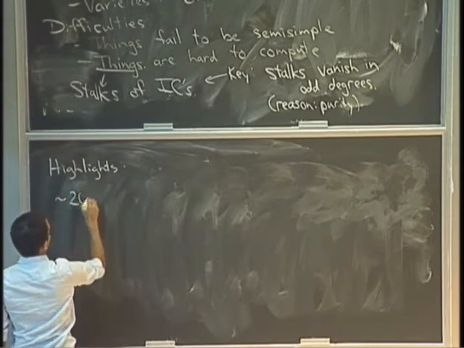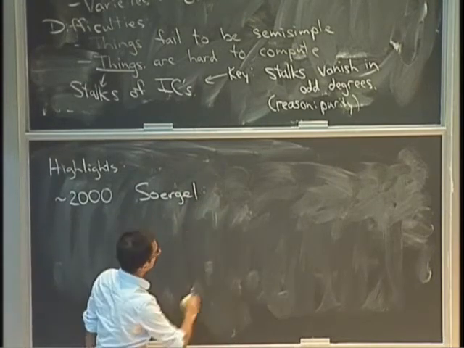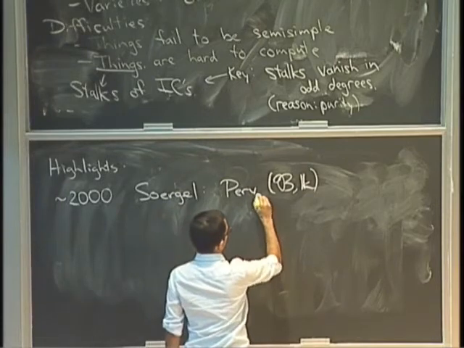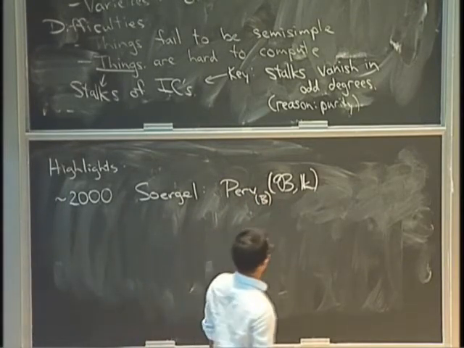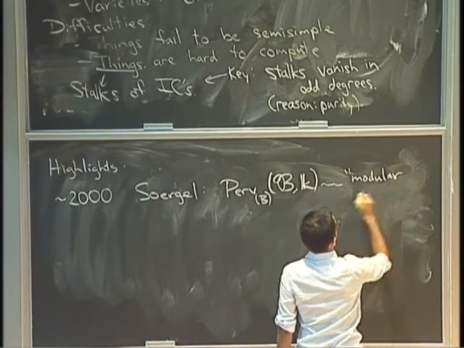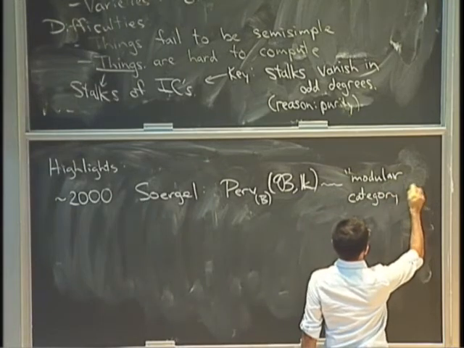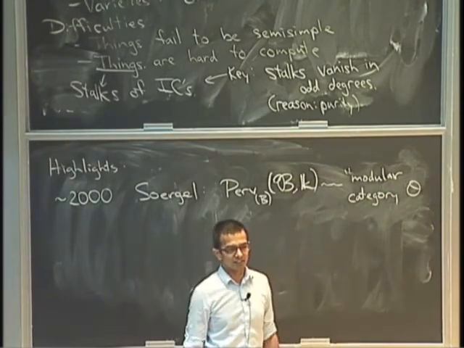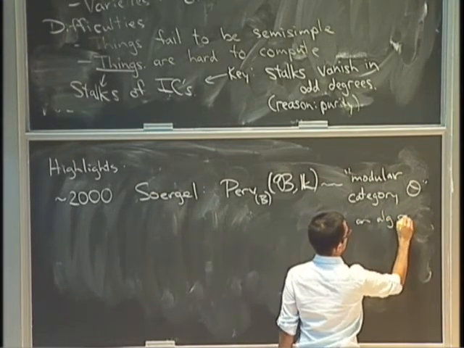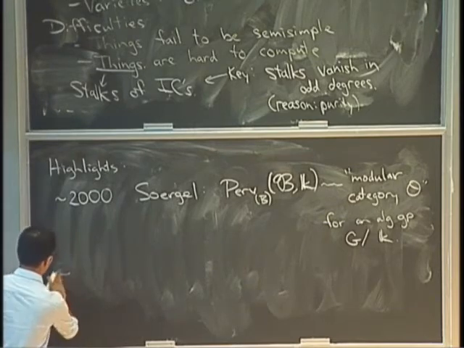One significant early result was around 2000. Soergel explained a relationship between perverse sheaves on the flag variety with coefficients in a field of positive characteristic, constructible with respect to the Bruhat stratification, and something called modular category O. This has a flavor quite similar to category O over a Lie algebra, which we learned about in Nick's talk, but it's a linear category over the field K. So it's some category of representations for an algebraic group G over K. That was one such result.